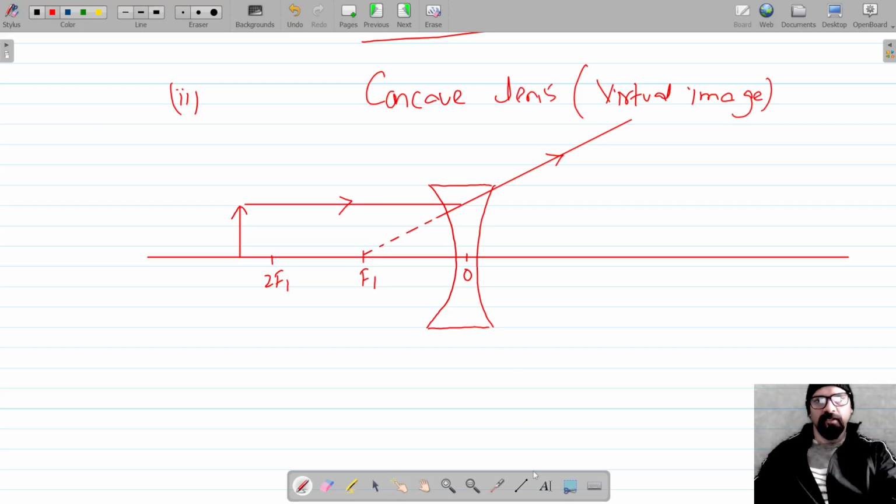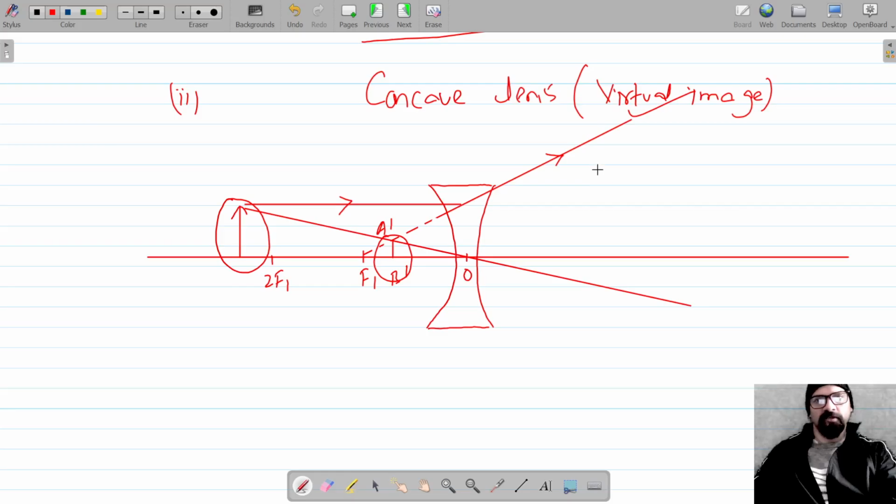Now let's take another ray of light that is going through the optical center, and both these are intersecting at this point. So this is the point where the virtual image is formed, let this be A dash B dash. In this case, you see the size of the object is greater than the size of the image. So this is a virtual image formed in case of a concave lens.